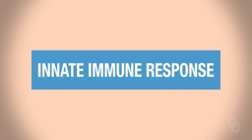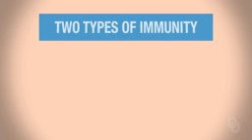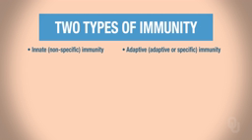So we are going to go ahead and continue our discussion of the immune system, and we'll be discussing innate immunity. Now, before we discuss innate immunity, you need to understand that there's actually two different types of immunity. One of those being innate immunity, which is also called non-specific immunity, and the other is called acquired or adaptive immunity, which is also known as specific immunity.